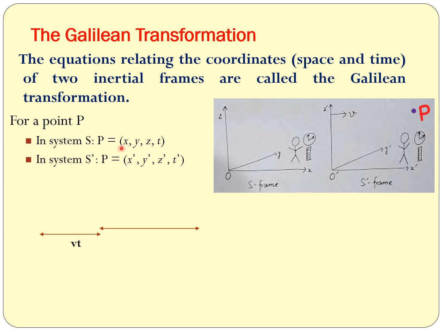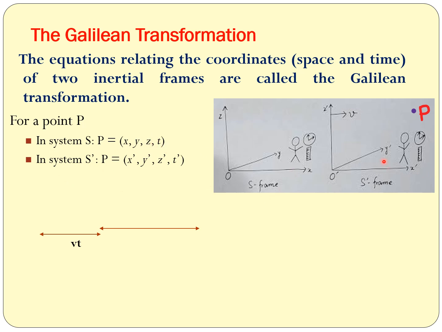The space coordinates are x, y, z, and the time coordinate is t. So for this point P at a particular time, the coordinates are x, y, z. We will denote the coordinates of this point P for an observer at rest, or in the stationary frame S. For observer O, the coordinates are x, y, z, and t.